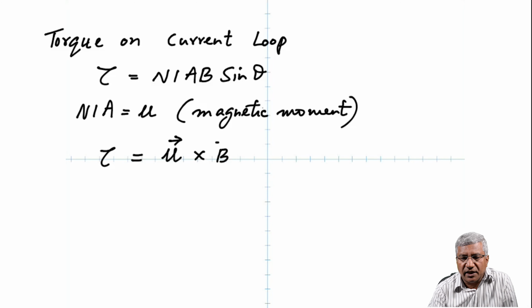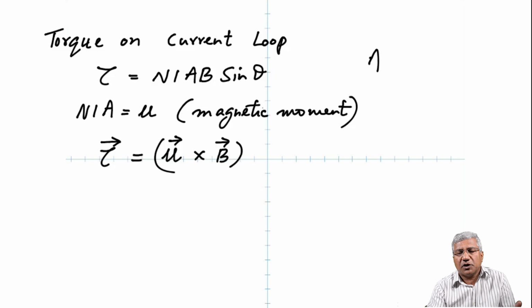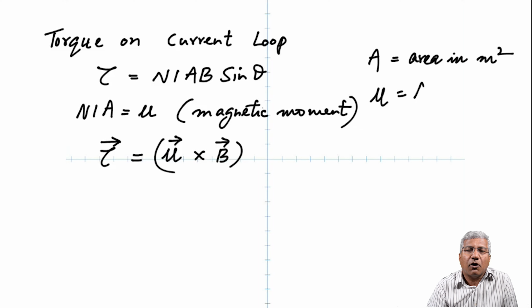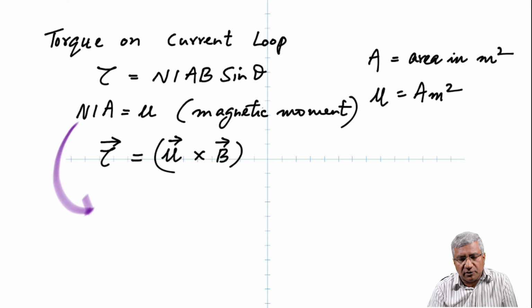Well, if that be the case, if NIA is mu, then we have mu B sine theta, which is nothing but mu cross B. See how that works? Mu B sine theta, which is mu cross B. So you can also calculate the torque as the cross product of magnetic moment and the magnetic field.